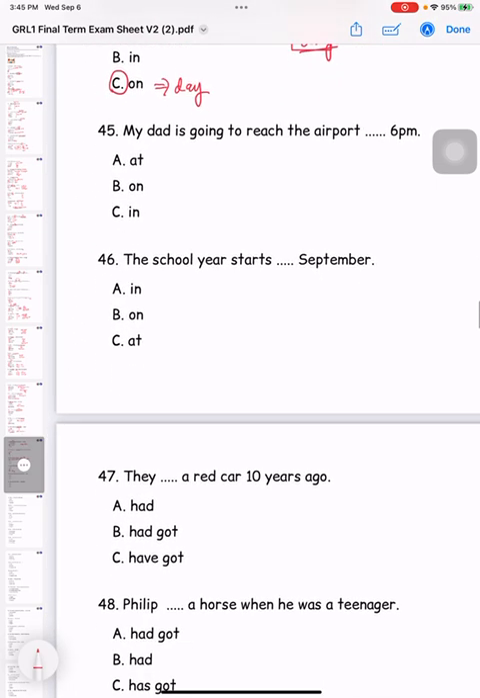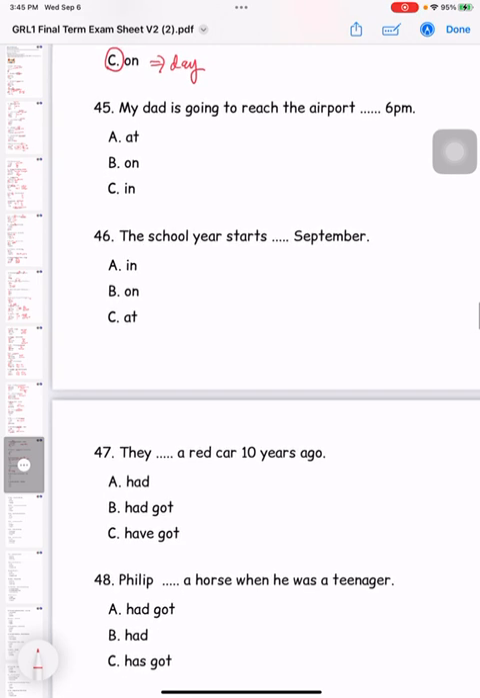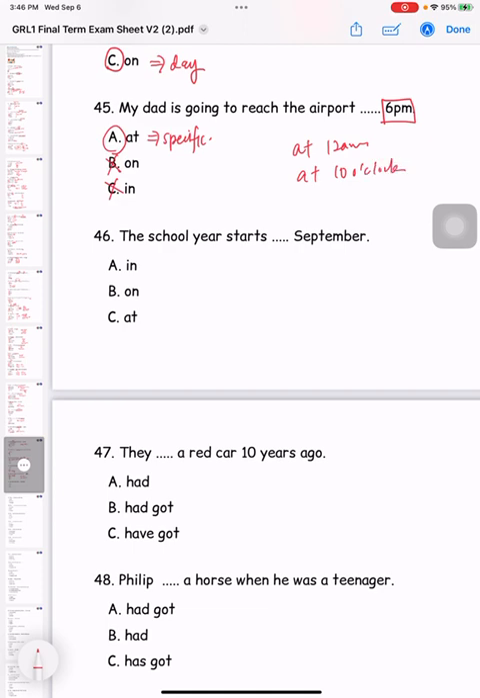Okay, 45. My dad is going to reach the airport 6 p.m. Alright, so now look at the word 6 p.m. So this is to tell us the exact time, right? So when it tells us the exact time, not in, not on, but at. This is to tell us the specific hour. For example, we can also say at 12 a.m., at 10 o'clock. Alright, so this is to tell us the time.